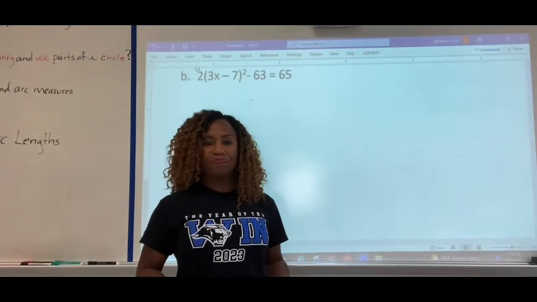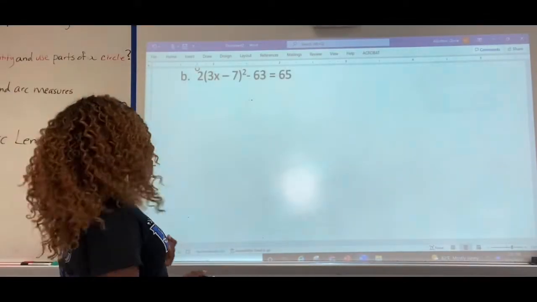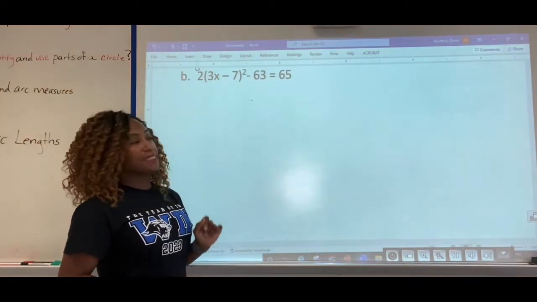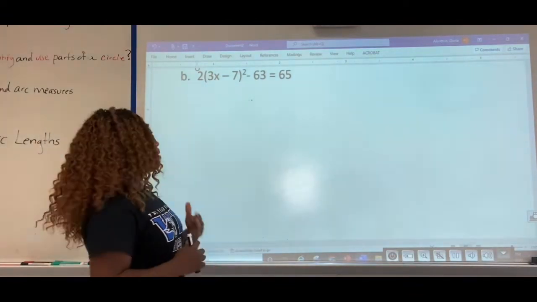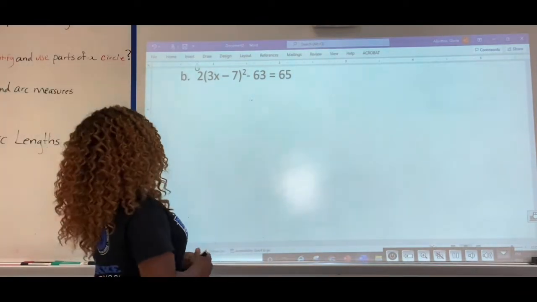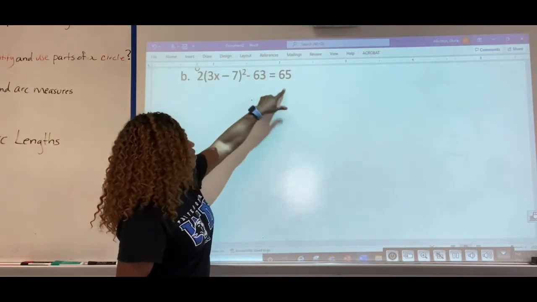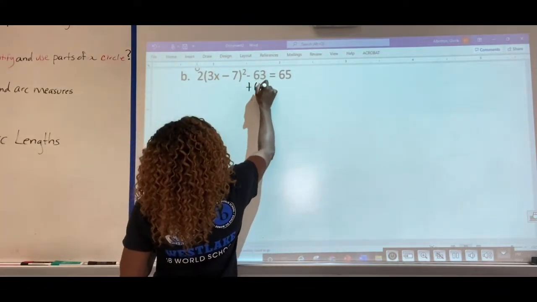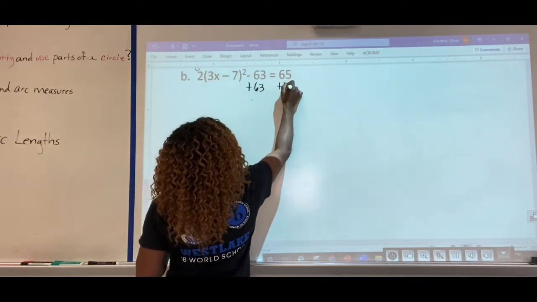Problem number 2b. Again, we're solving this quadratic. So I've got 2 times 3x minus 7 squared minus 63 equals 65. And I'm going to do it similarly to the problem we just did, number 2a. So I'm going to go ahead and move this constant over to the right-hand side. To do that, I've got to do a plus 63 on both sides.